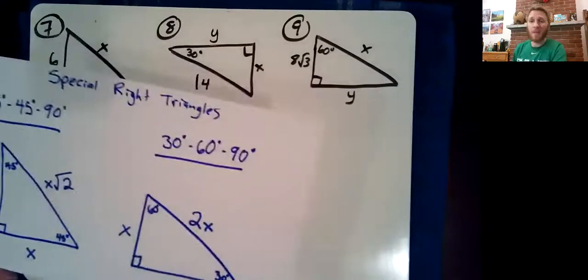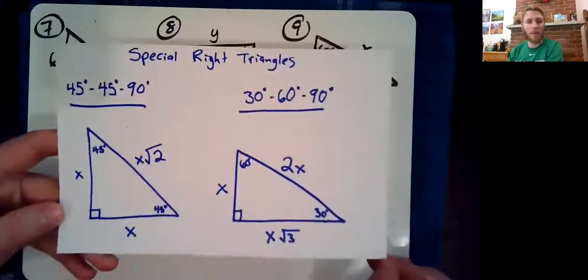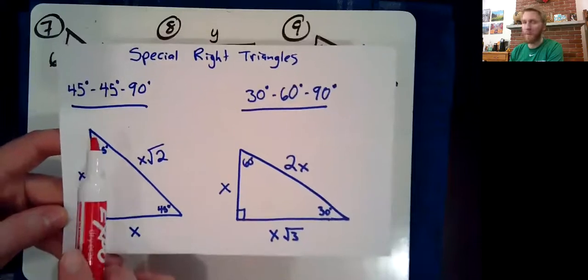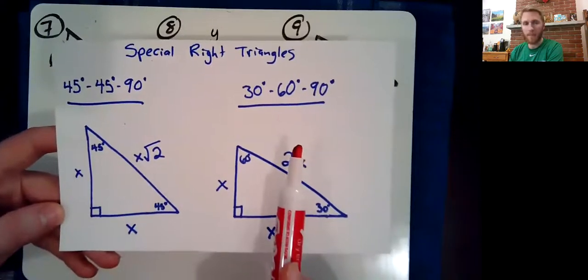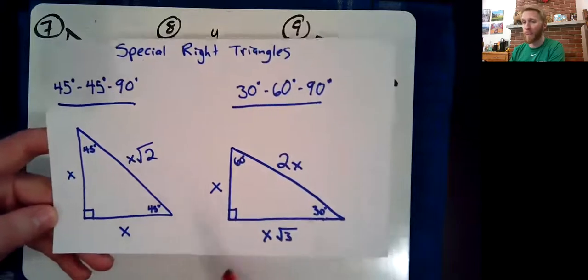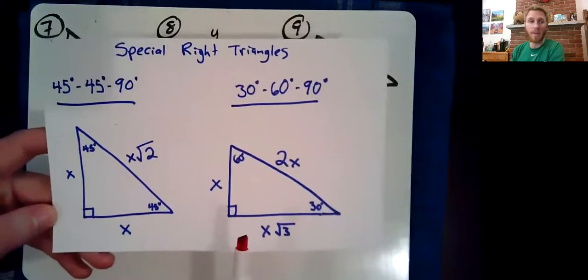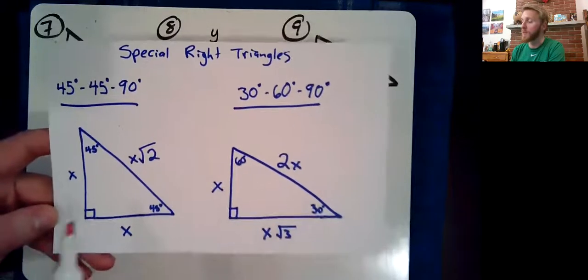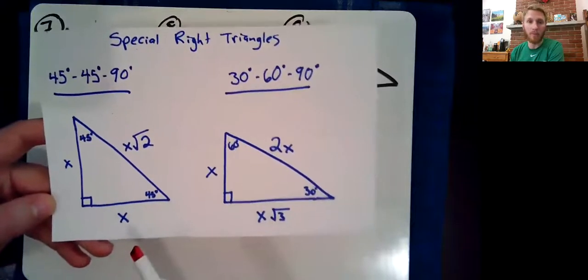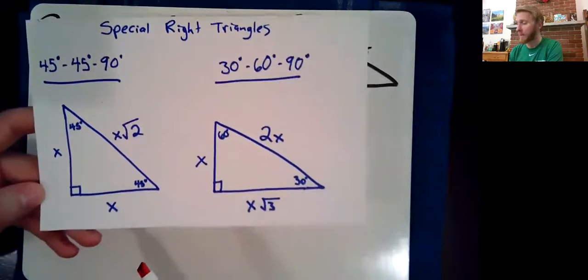These examples here deal with special right triangles. As we know, there are two special right triangles, the 45-45-90 and the 30-60-90. So the first thing you have to realize is that this is a special case. It doesn't apply all the time. It only applies when these angles are equal to 45-45-90 and 30-60-90.